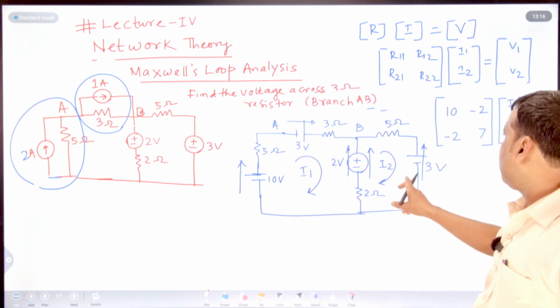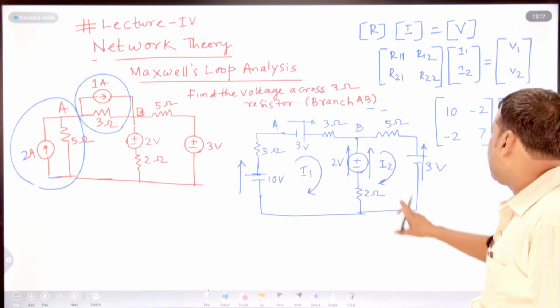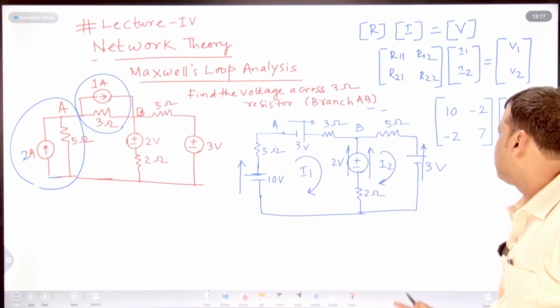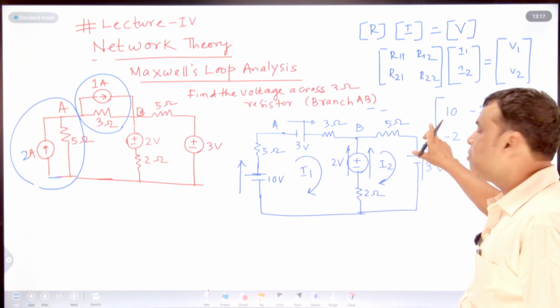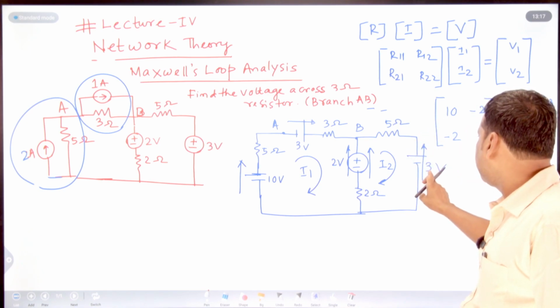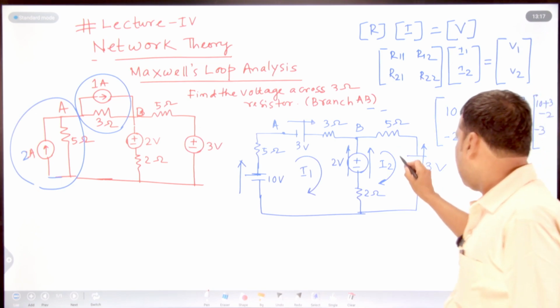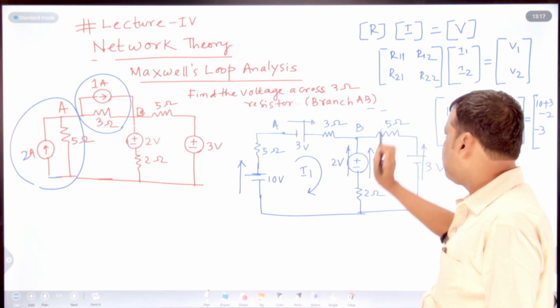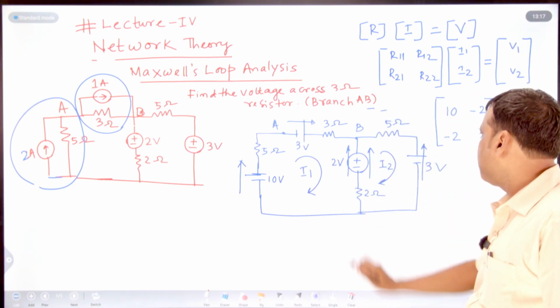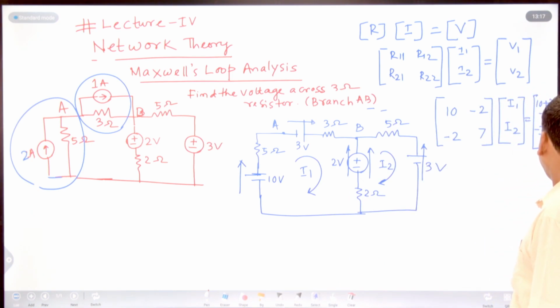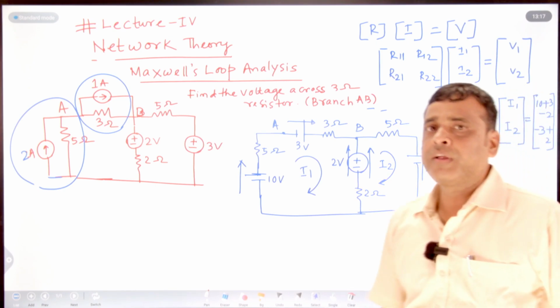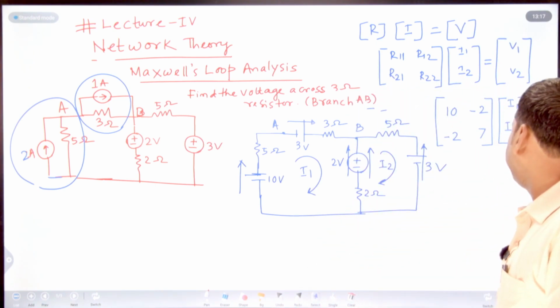Then come to the net voltage in loop 2. In loop 2, how many voltage sources? 2 voltage sources. Here the loop current I2 is opposite to the direction of this voltage, so that will be minus 3. And this loop current I2 is the same as the voltage direction of the 2 volt source, so that will be plus 2. Minus 3 plus 2. This is nothing but the net voltage of loop 1 and loop 2, V1 and V2.